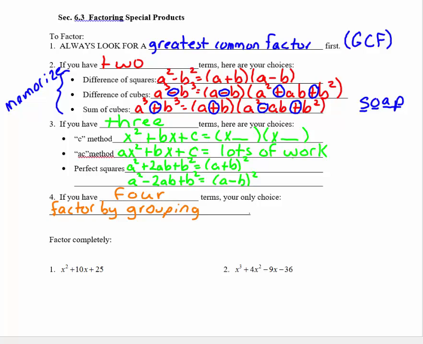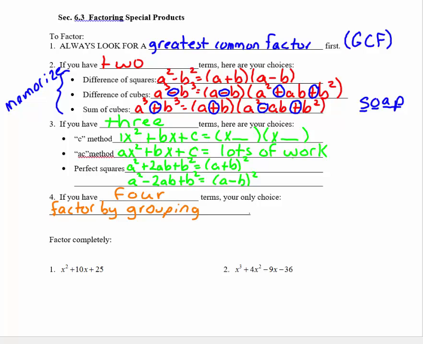If you have 3 terms, your choices are either what we call the C method, the AC method, or perfect squares. C method. What is the C method? If the number in front of x squared, the leading coefficient, is 1, then we say it's the C method, which is the fast track method, the quick way. And it's going to equal x blank, and in the next parentheses, x blank. And how do we fill in the blanks?